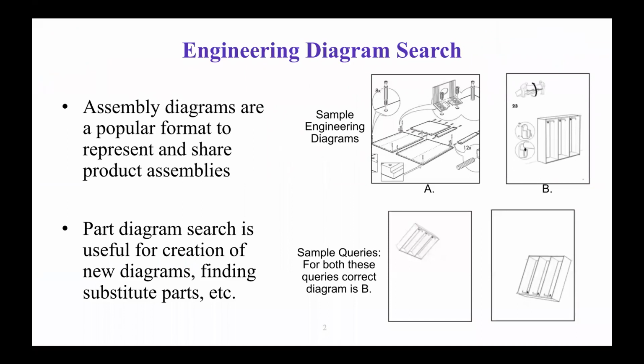Engineering assembly diagrams are used to show how different parts of a product assembly fit with each other. The retrieval task at hand is to retrieve the most relevant assembly diagram images corresponding to a part or a sub-assembly query image. For example, for the two query images shown on the bottom right, the aim is for a system to retrieve the assembly diagram B.